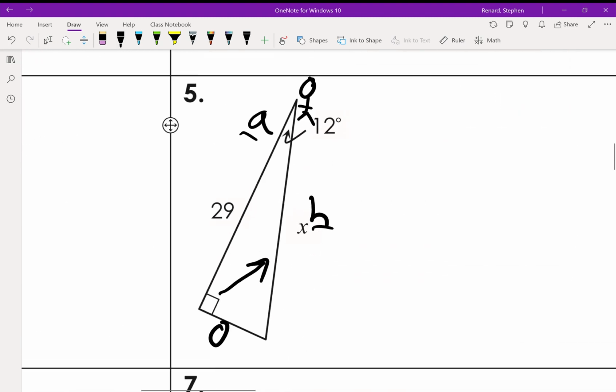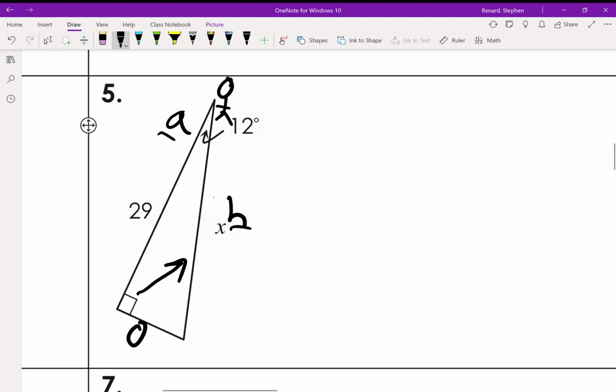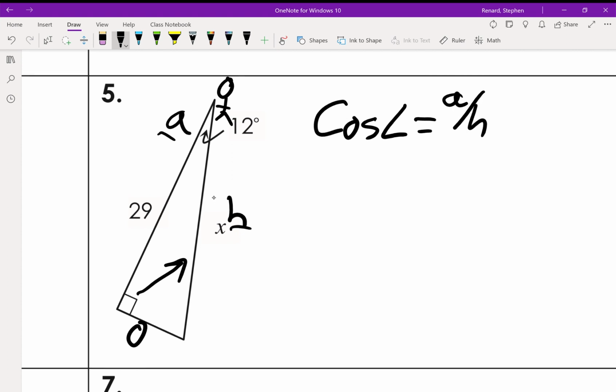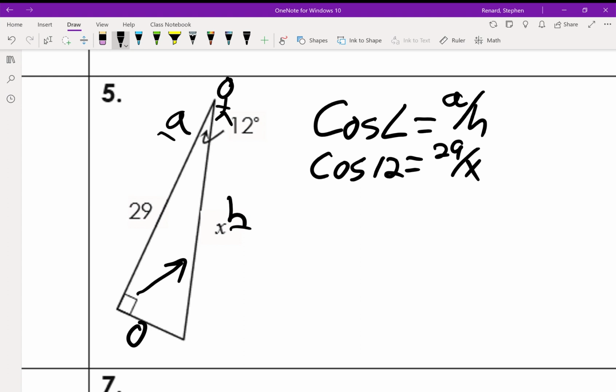Okay. So we go the cosine of any given angle equals adjacent over hypotenuse. So we go the cosine of 12 equals 29 over x. Now notice we can't just do the same thing because the x is in a different spot. Previously on question number 2, the x was in the numerator of the ratio, the fraction, and here it's in the denominator. So what we end up doing here is we go x equals 29 divided by the cosine of 12.